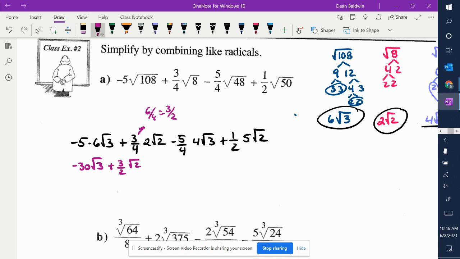What about this next term here? Negative 5 over 4 times 4. What can you do right away with the 4s? They will just cancel out because that's like 4 over 1. So you could go 5 times 4 is 20. 20 divided by 4 is 5. Right? The quick way is just cancel out the 4s. So it's minus 5 root 3.